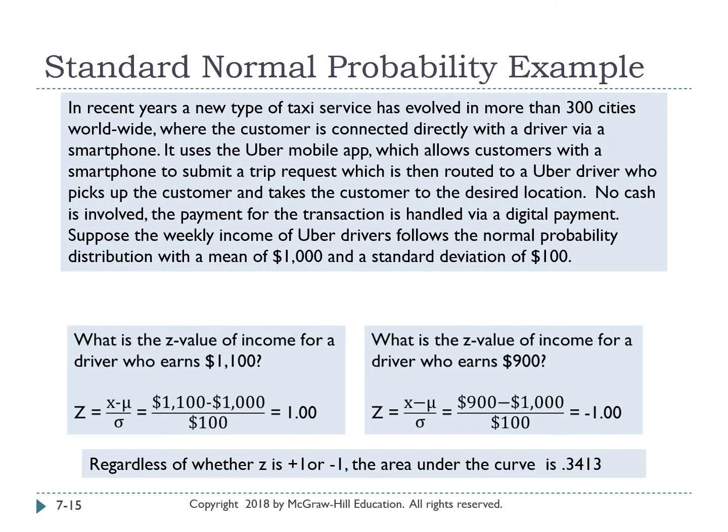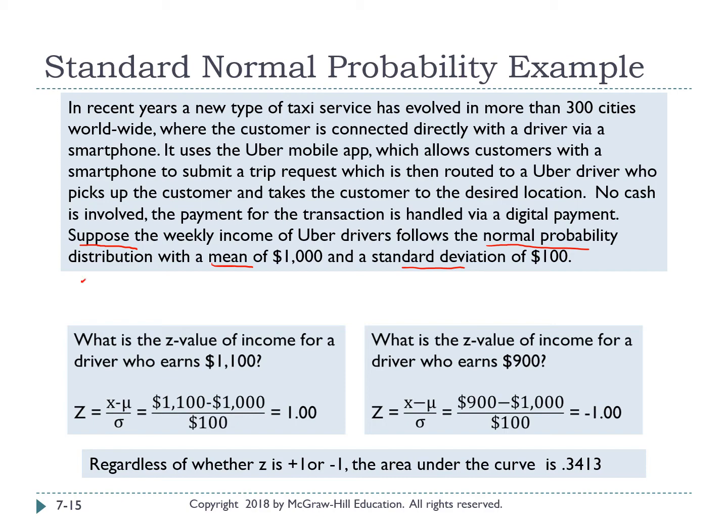So let's look at the examples of standard normal probability distribution. There are many things to read here, so let me just go straight to the question. Suppose the weekly incomes of Uber drivers follow the normal probability distribution. When you read this question, it is clearly stated that you have to use the normal probability distribution formula. And next, with a mean of 1000 and standard deviation of 100. Once you read all this information, it is better for you to list down everything so that you can easily plug them into the formula.